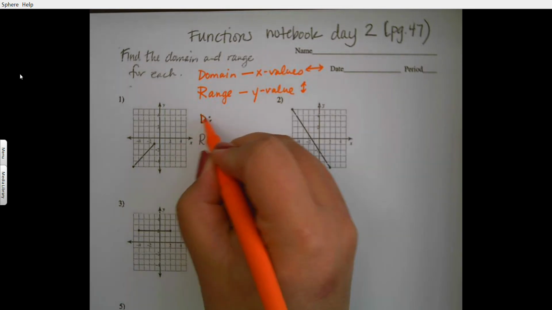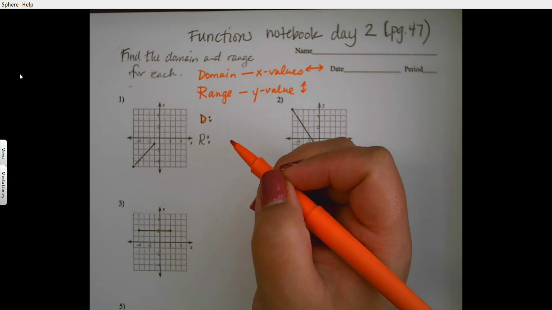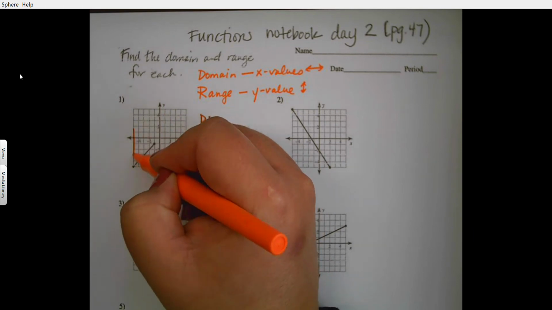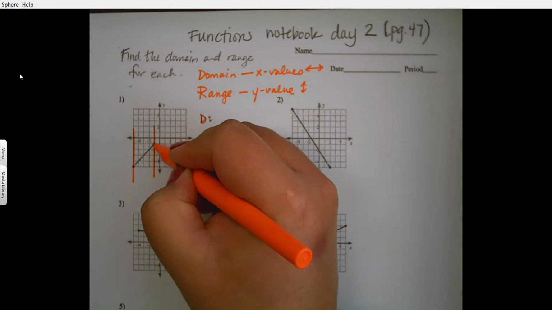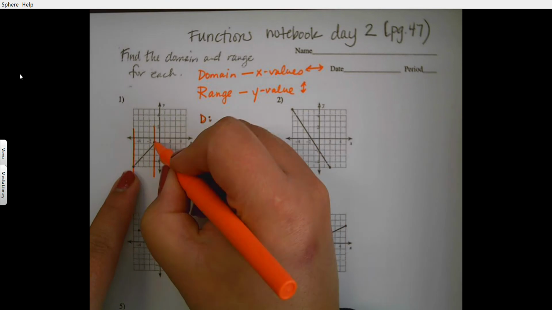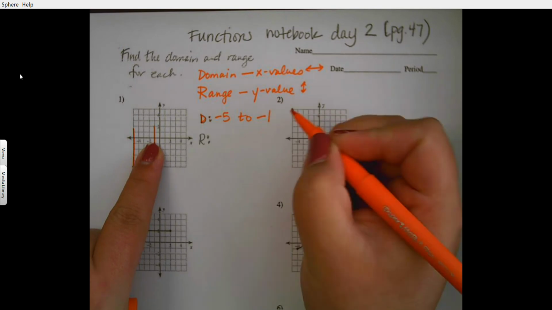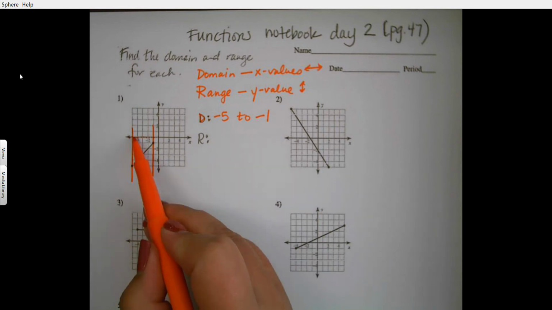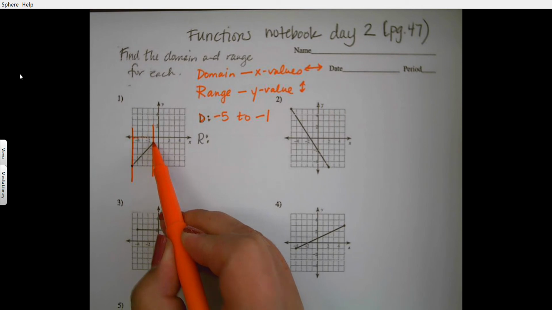So my domain, I want to find out what's the furthest left number and what's the furthest right number. So watch what I do. I take a straight vertical line, and here's the furthest left to the furthest right. So my domain is from -5 to -1. Domain, I'm talking about these numbers on this x-axis. It goes from -5, that's the furthest left, to the furthest right, -1.